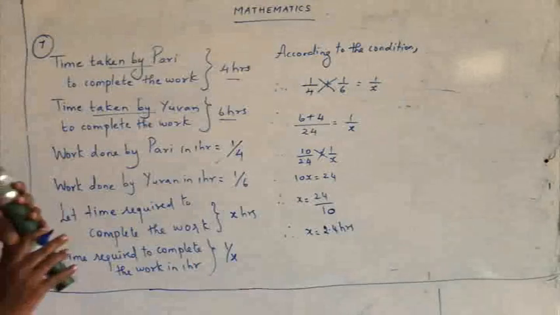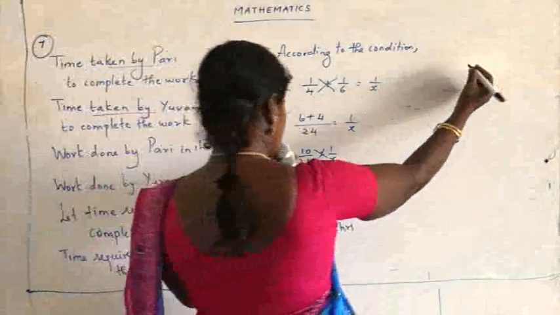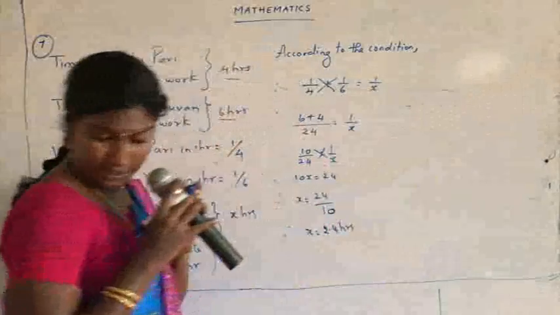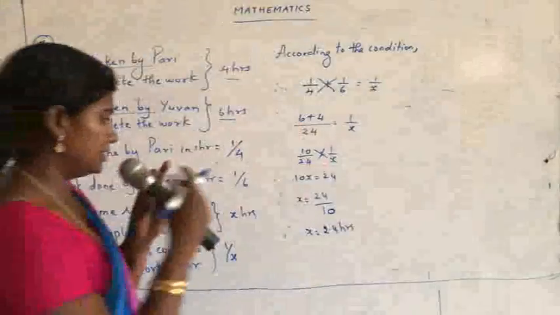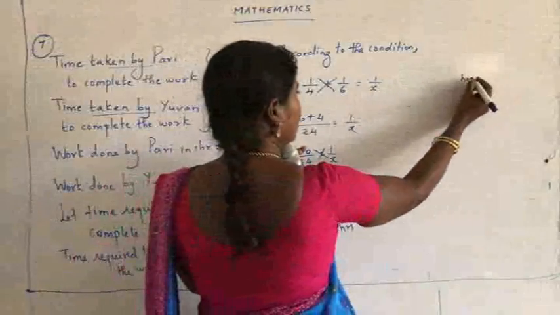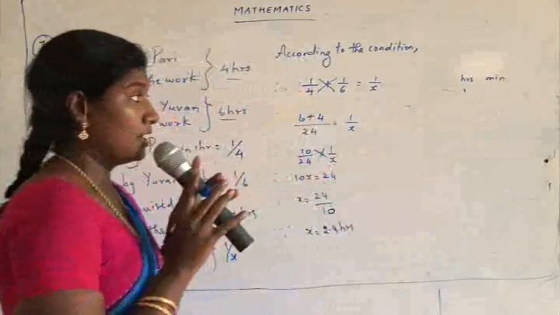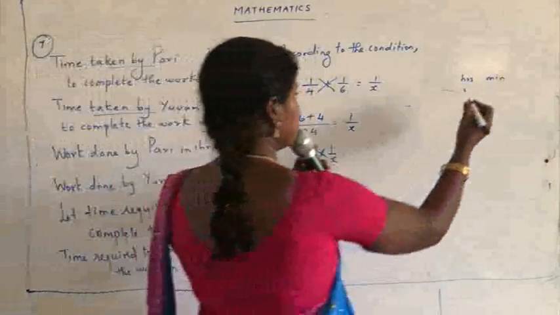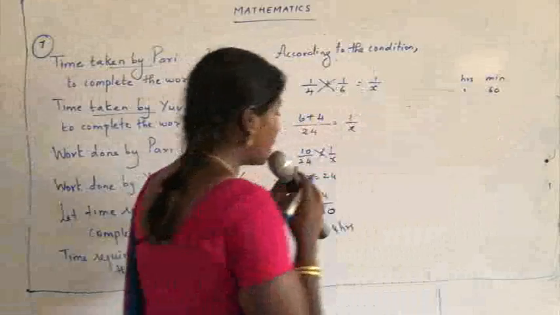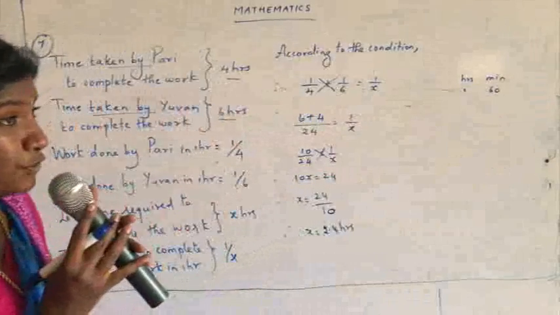So let's have a small table over here. This is a small table. I'll be writing here hours and minutes. So 1 hour is 60 minutes. Now we have to find for 0.4 hours.